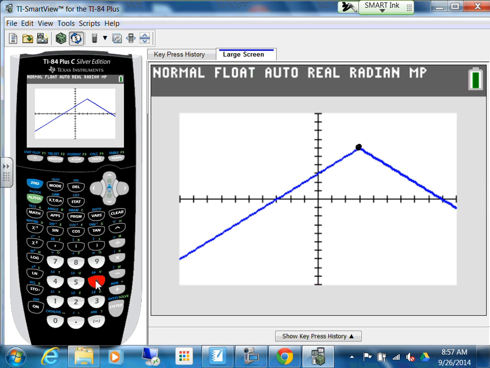Did anybody do parabolas last year? Yes, they have a vertex also. They're curvy, and we're going to use it again when we come back to parabolas. We do the same process. Okay, we ready? Everybody got sketched?